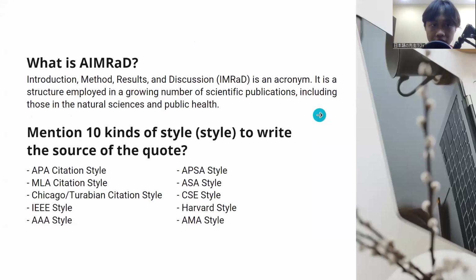What is IMRAD? IMRAD stands for Introduction, Method, Results, and Discussion, which is a structure employed in a growing number of scientific publications, including those in the natural sciences and public health.